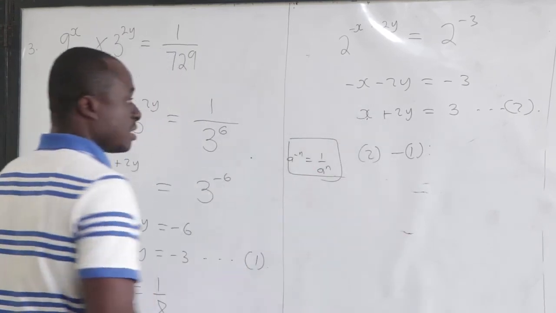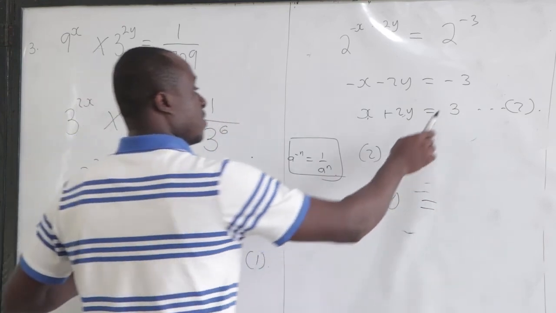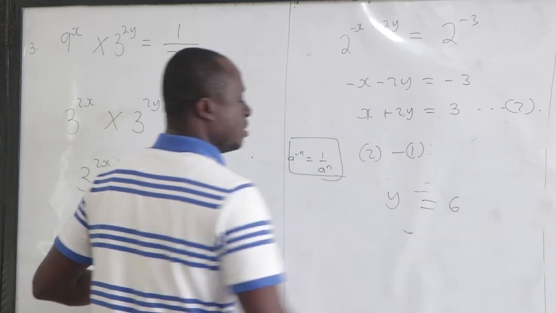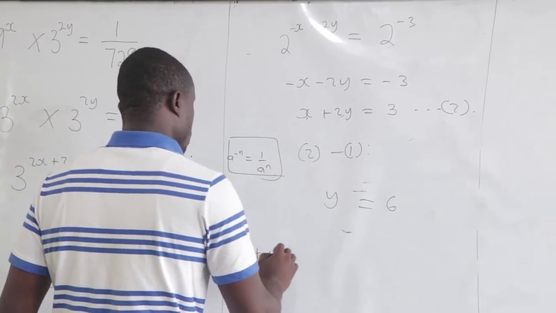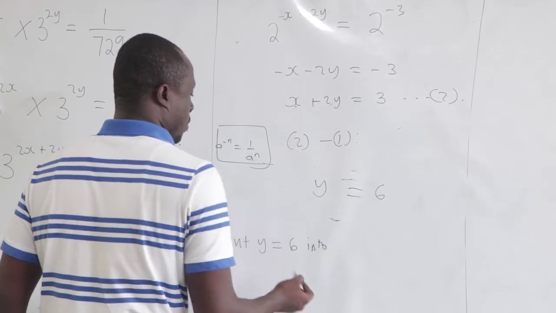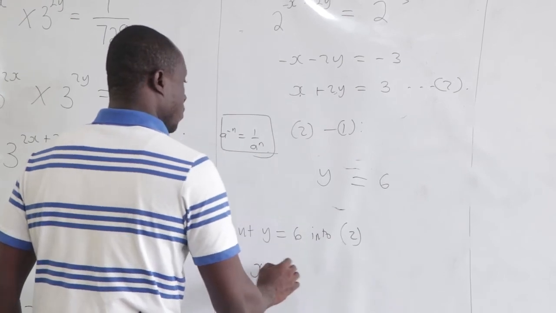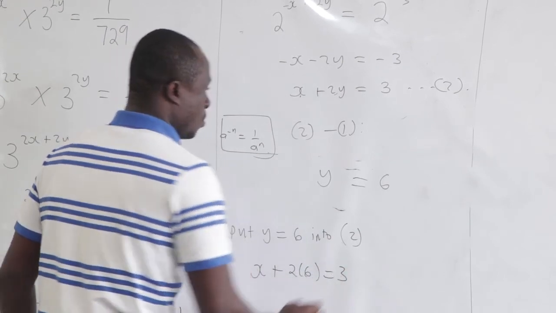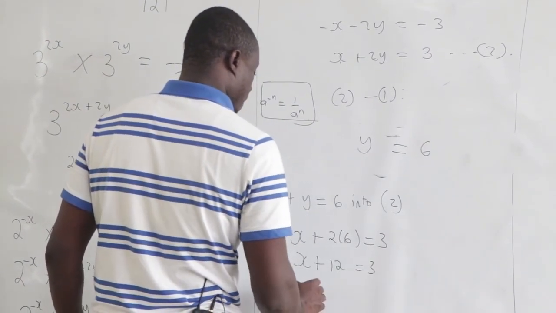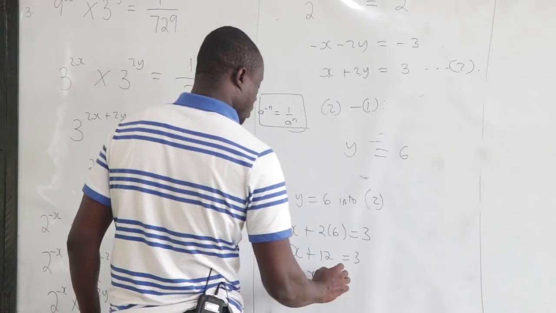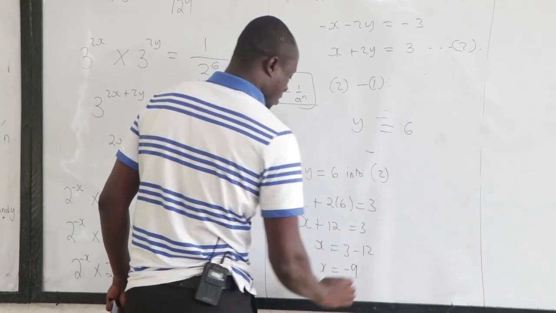Now, x minus x is 0. 2y minus y is y. And then 3 minus 3, that will be 6. So we have y equal to 6. We can put y equal to 6 into any of the equations so that we can get x. Let's say into equation 2. So you have x plus 2 times y, which is 6, equal to 3. 2 times 6 is 12. x plus 12 equals 3. And then here clearly we can find x. So x equals 3 minus 12. Our x is equal to negative 9.